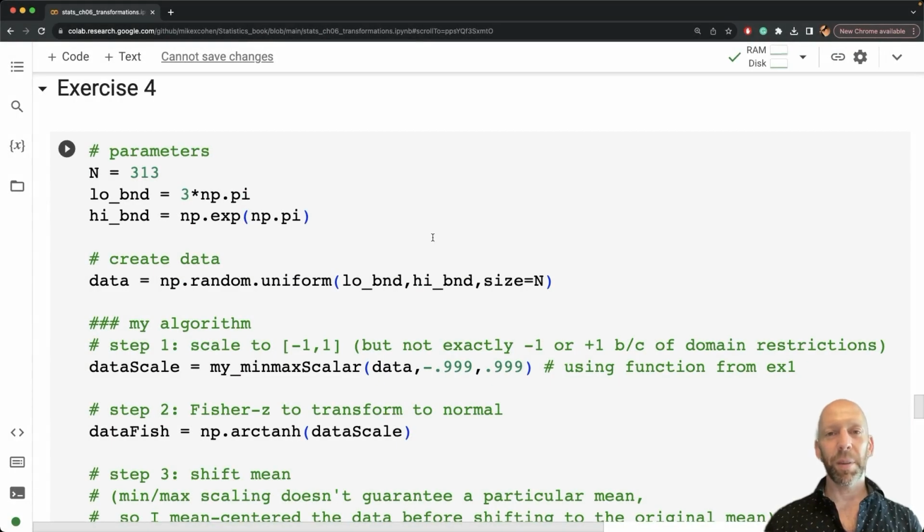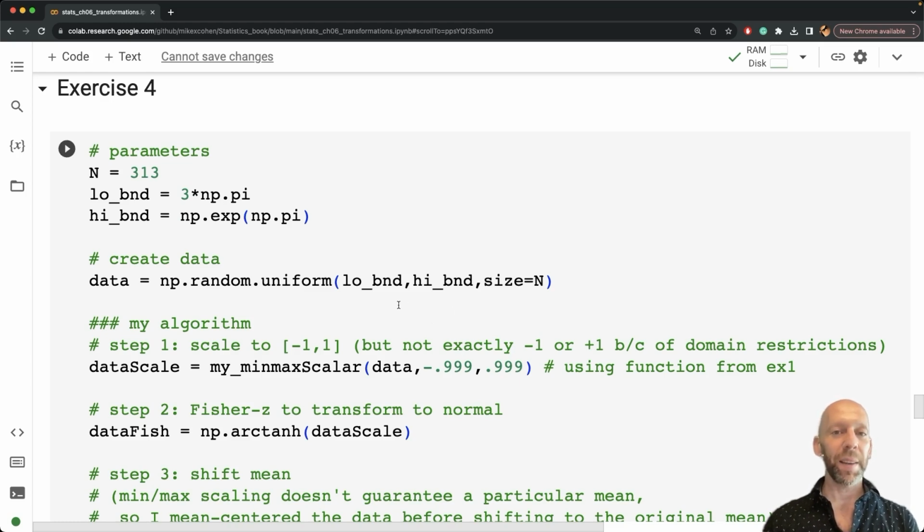So the way that I solved this exercise is by leveraging the fact that the Fisher Z transform can transform a uniform distribution into a normal distribution, or at least a distribution that approaches Gaussian or normal distribution. But the Fisher Z transform only works for data that are between -1 and +1, and those are exclusive bounds. So excluding exact -1 and excluding exact +1.